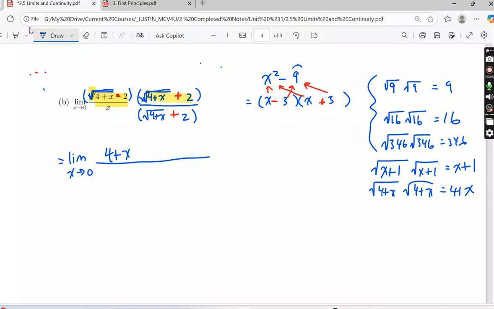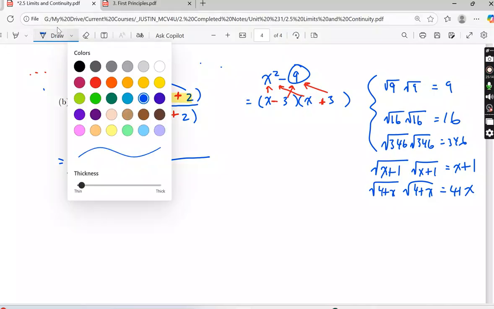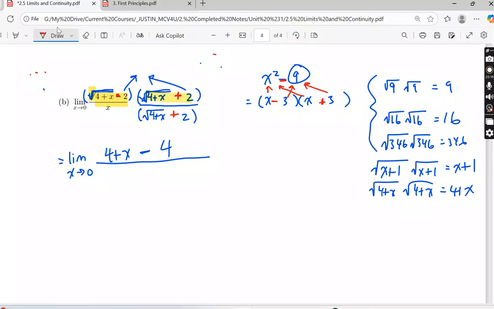And then how did I get the 9 here? Well, 3 times 3, so in this case it's 2 times 2, so minus 4, because it's a difference of squares. Okay, and then in the denominator, I don't change a thing. Just copy it. The denominator, I just have x times whatever's in the bracket, square root of 4 plus x plus 2. Okay, and then let's simplify what I got.